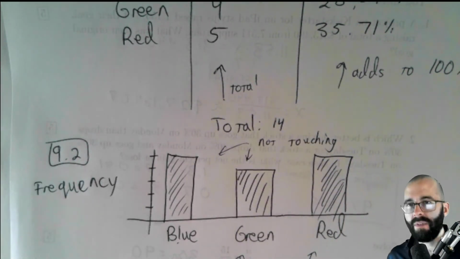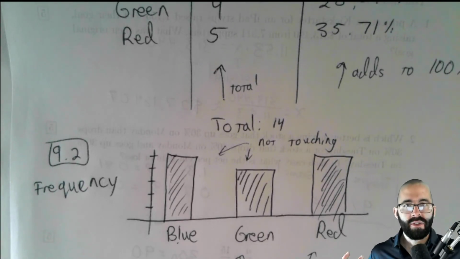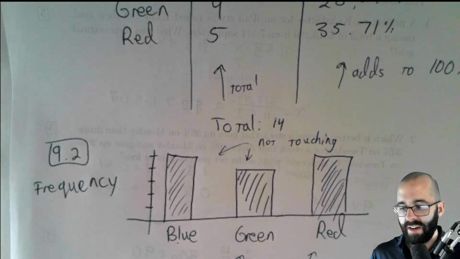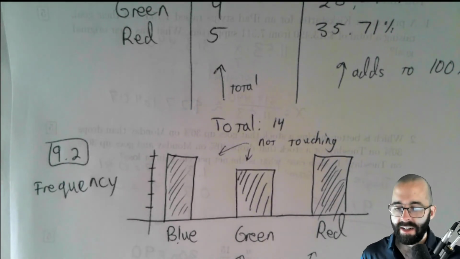Histograms, which we'll talk about later, those are touching. And a lot of times those are for numbers. Bar graphs are a lot of times not for numbers, for categorical data.